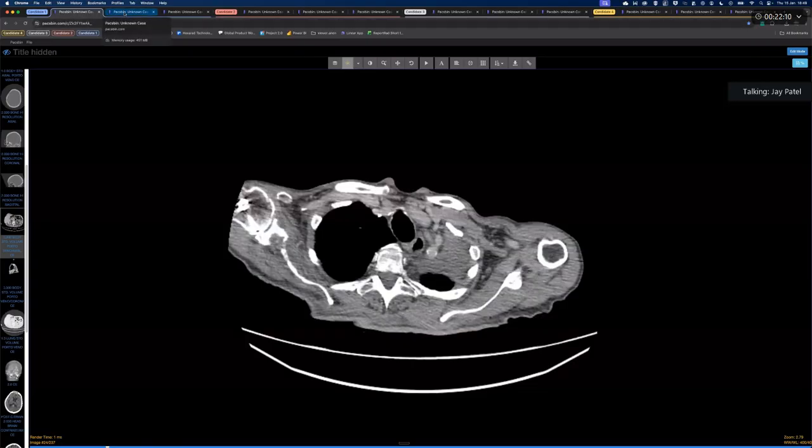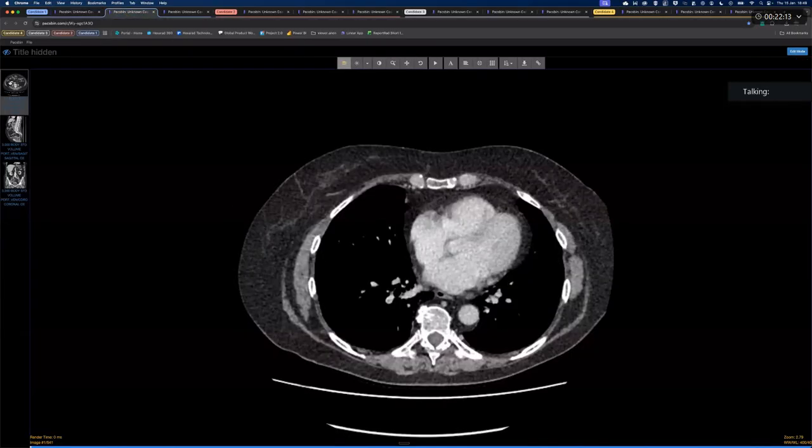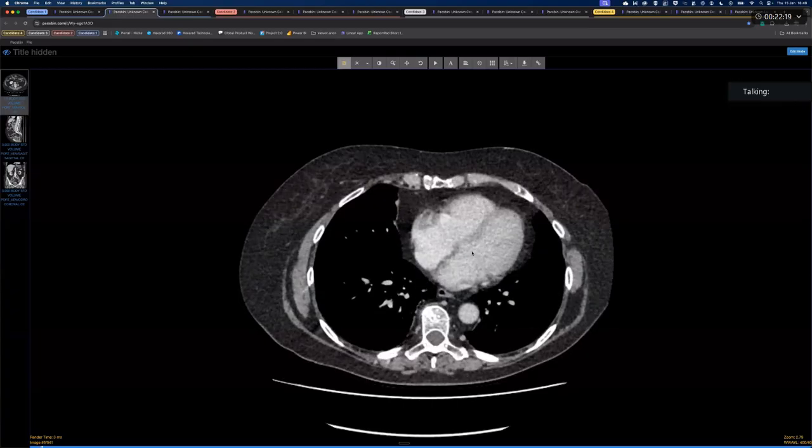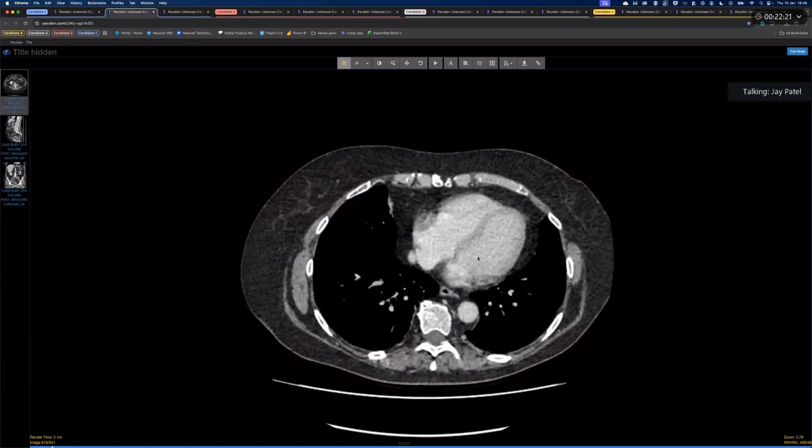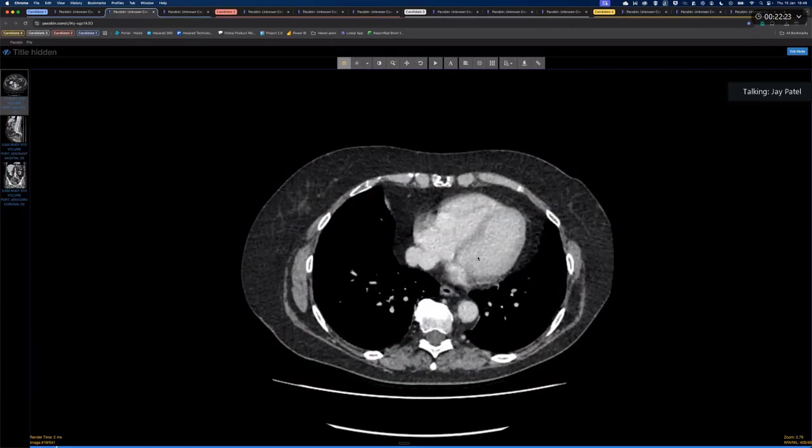Okay, let's move on to the next case. Okay, you can take over mouse control again. And the history is abdominal pain, query cause.